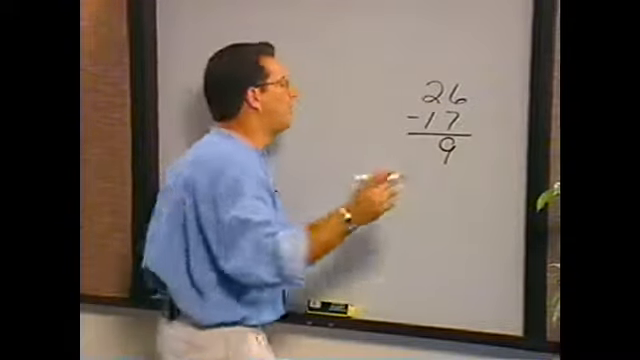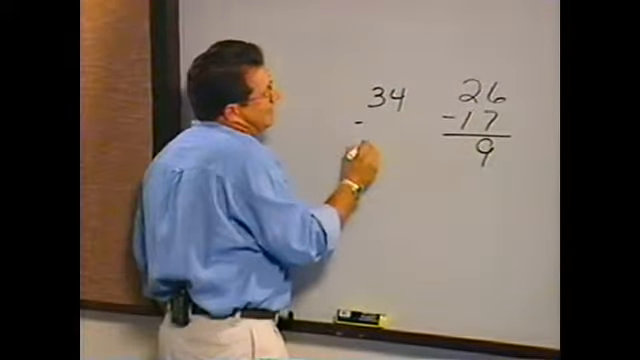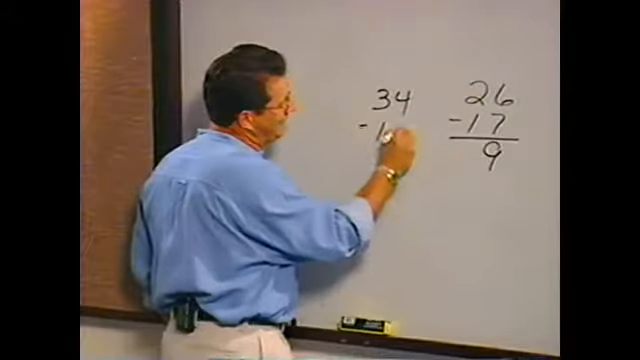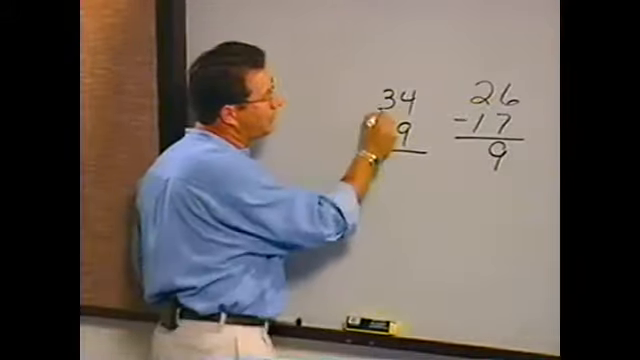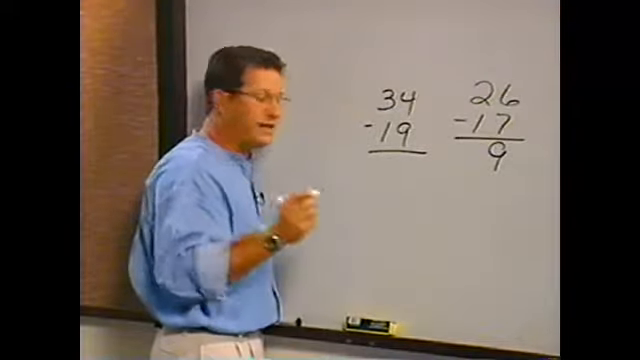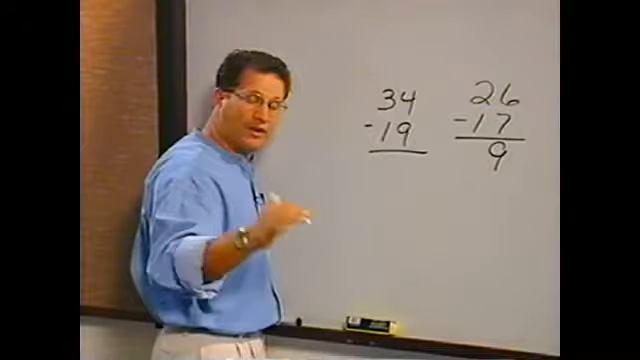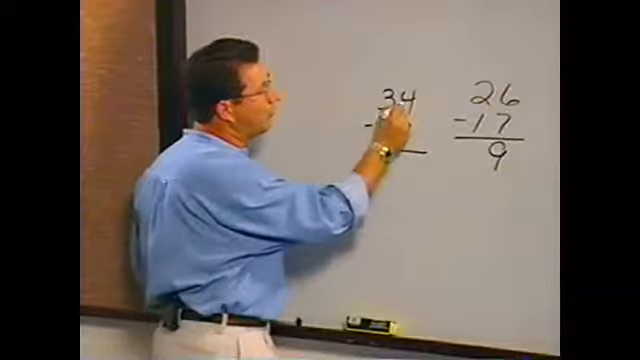Let me go through another one and try it again. How about 34 minus, I want to make it tough, 19. Okay, just to show you how this works. 30 minus 10 is how much? You should get 20. Now, so we've got a 20. We've got to keep that in our head, the running total, base number. We've got 20. Now come up here.